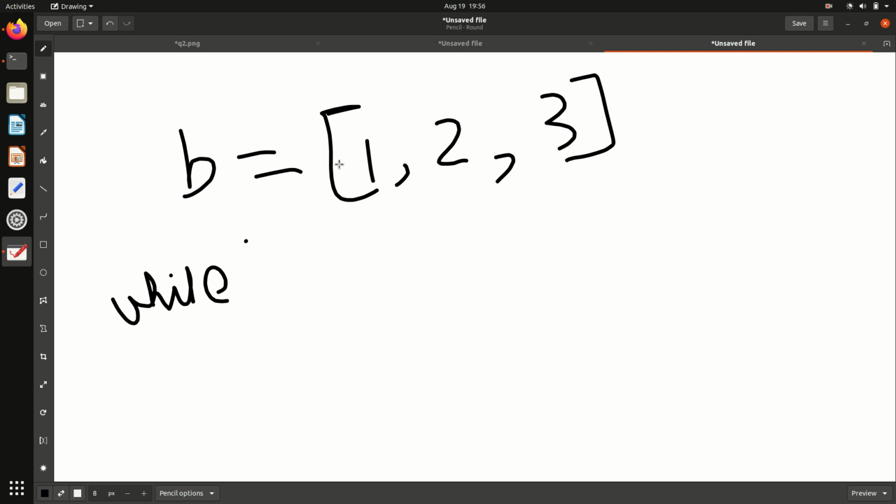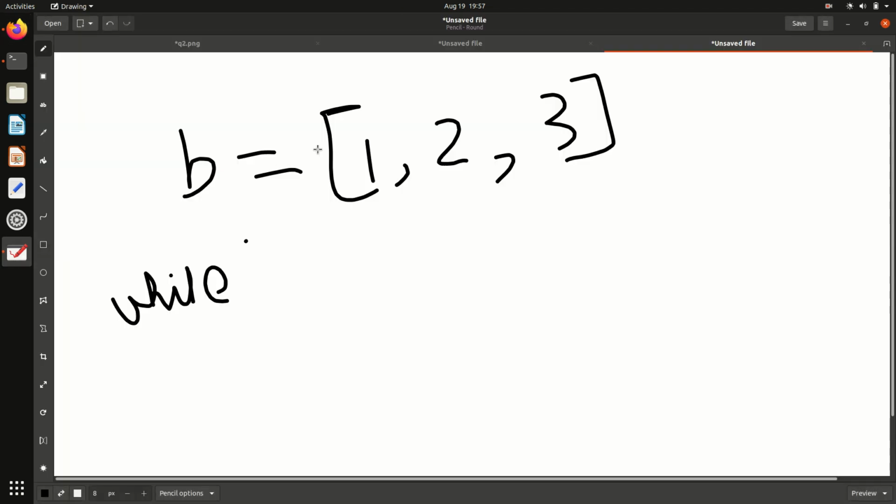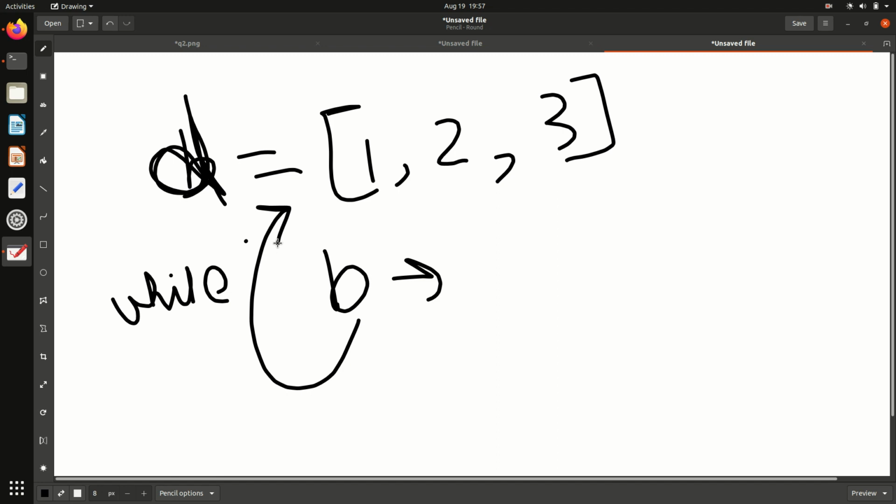Okay, so to make a while loop, there is some problem. So what I have done is I have initialized D as something else, just a dummy value, and then I write D is not equal to B. So obviously D will not be equal to B. Now within the first loop only, I change the value of D to B, and B is nothing but this thing only, 1, 2, 3. So now D will become 1, 2, 3. Okay, but B will keep on changing until B becomes equal to D.